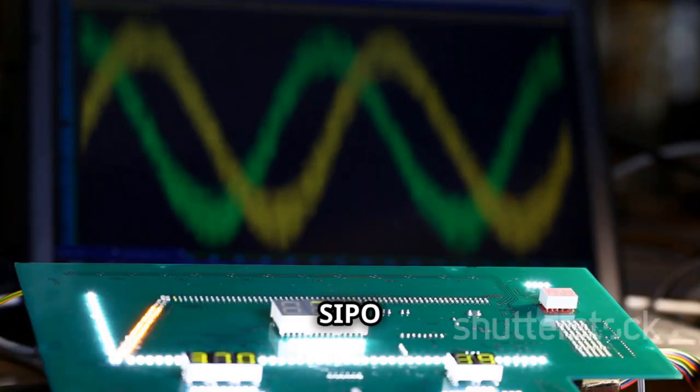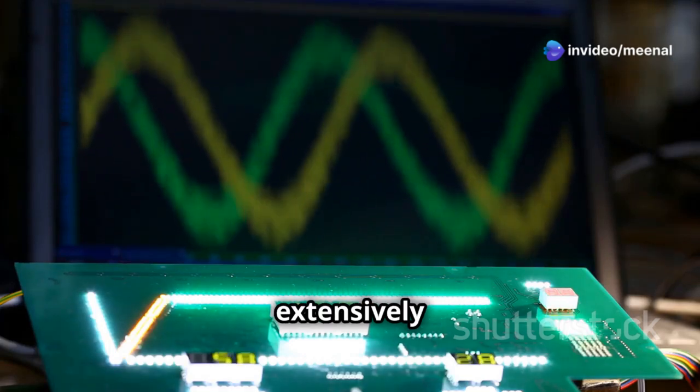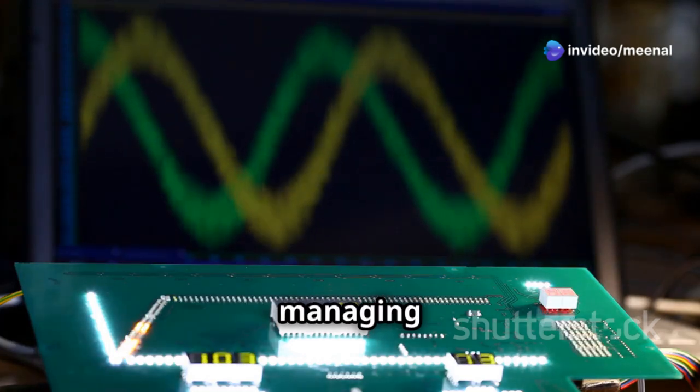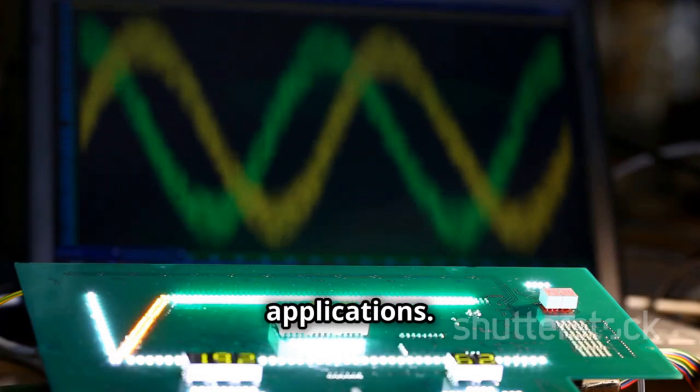Shift registers like SIPO, serial in parallel out, and PISO, parallel in serial out, are extensively used for this purpose. They help in managing data flow and ensuring that data is correctly formatted for various applications.